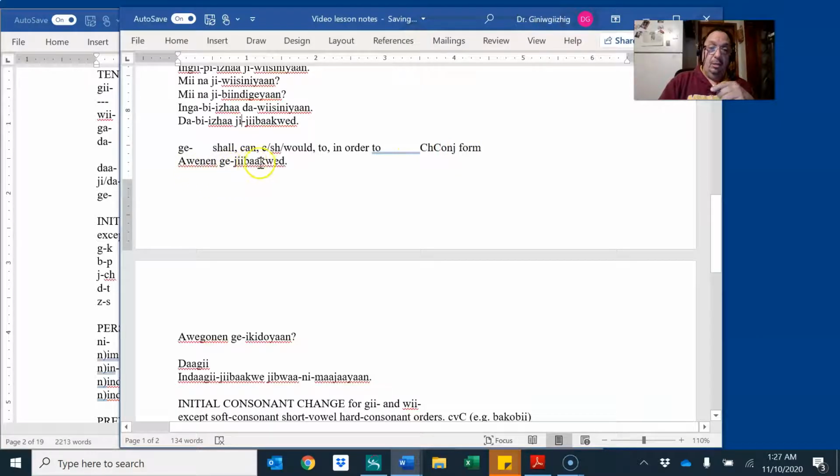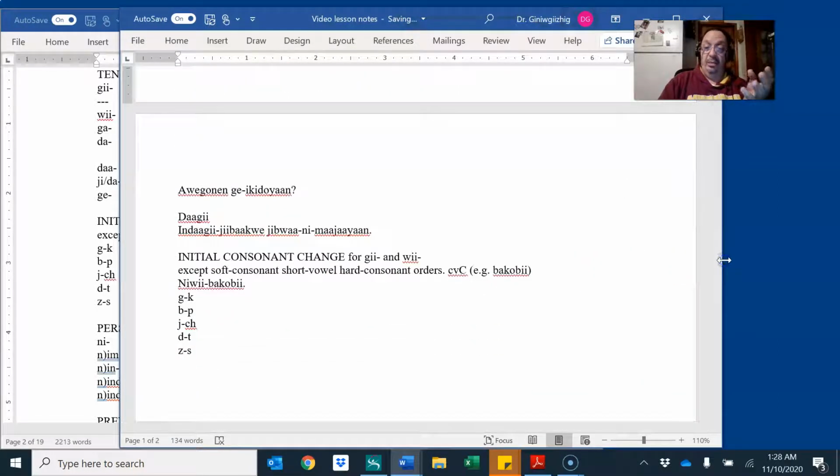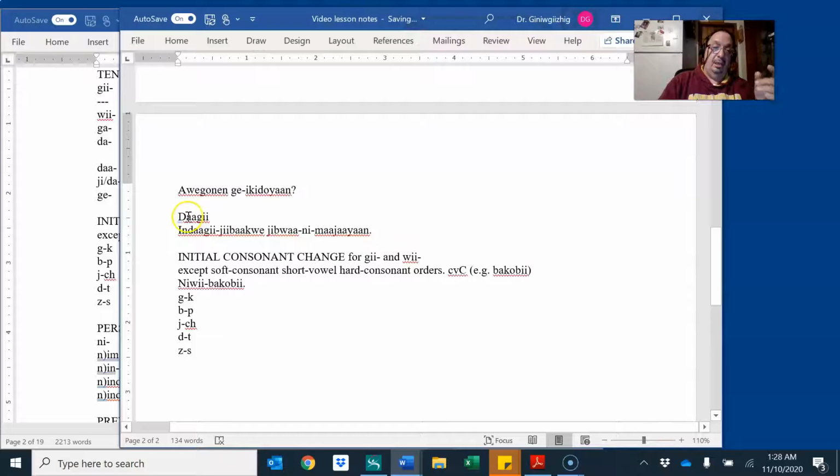Who shall cook? Awain, or who's gonna cook? Who can cook? Awain engage you bak wait. What should I say? Away gonna engage ikadu yan. What should I say? You should say bless the potatoes, bless the meat. Just kidding. There's also another tense marker, dagi. Da is could, and it's past tense. Could have, should have. And dagi jibakwe jibwa nima ja yan. I could have, or I should have cooked before he went away that way, before I headed out, before I left for there.